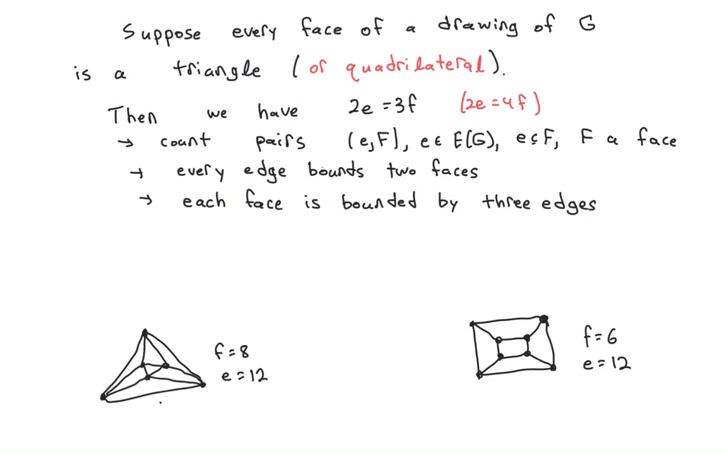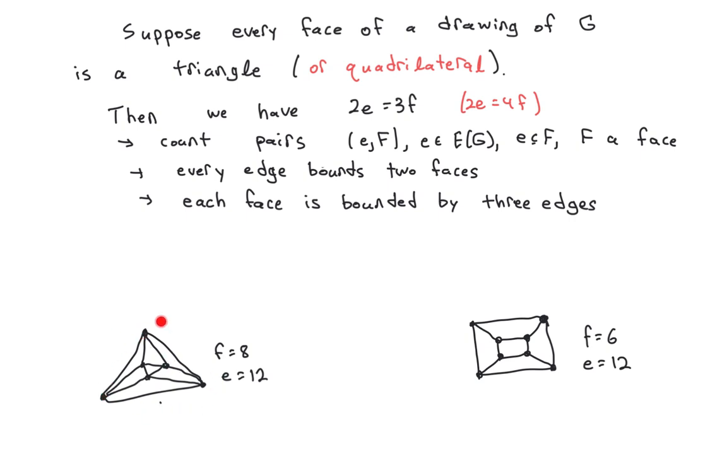In this video, we're going to discover an upper bound on the number of edges in a planar graph or a planar bipartite graph. So first, we're going to assume that you have a planar graph with the property that every face of a drawing of G has a triangle as its boundary.